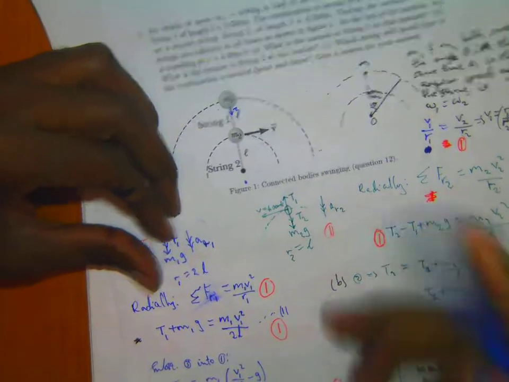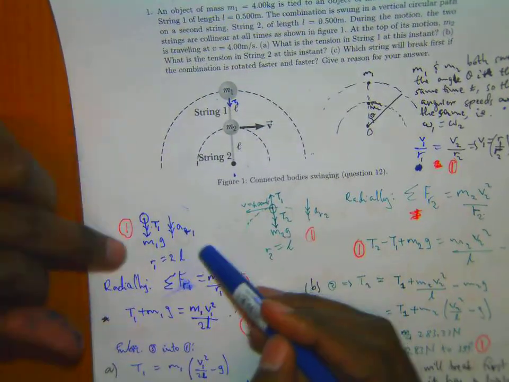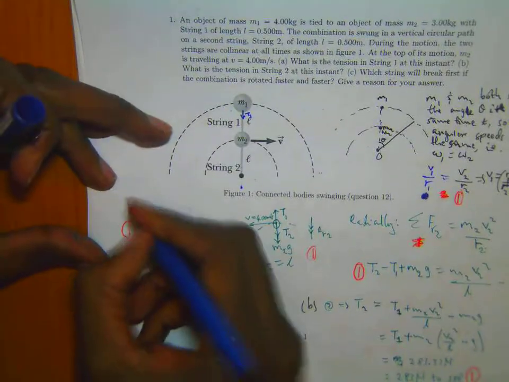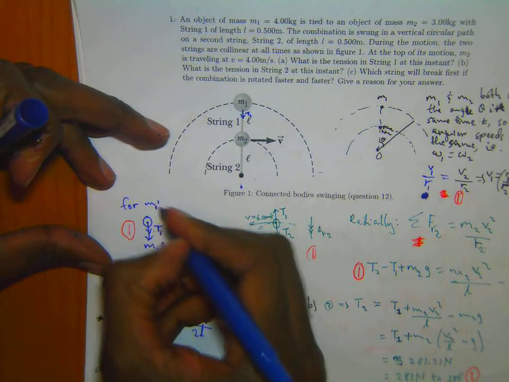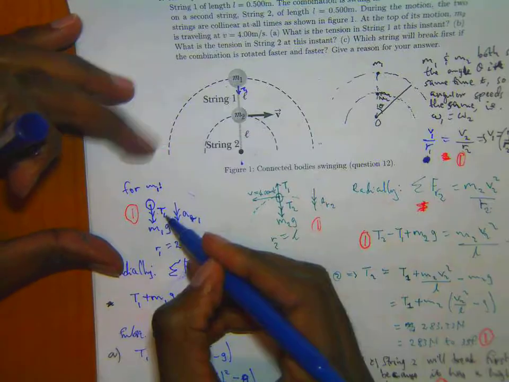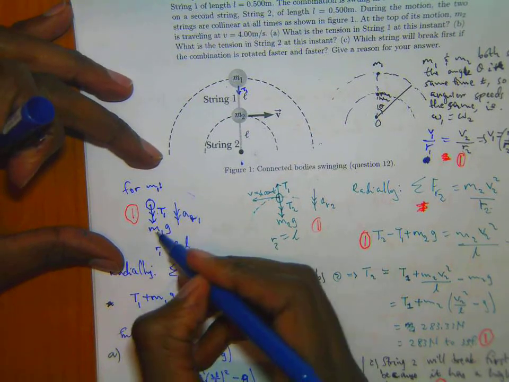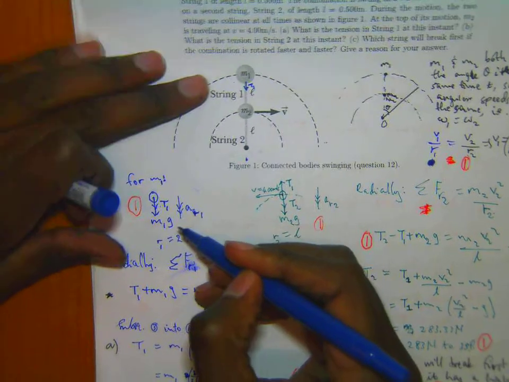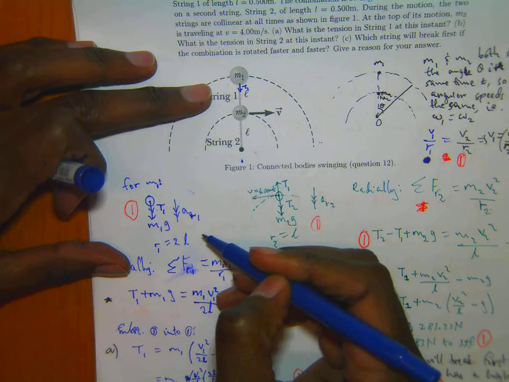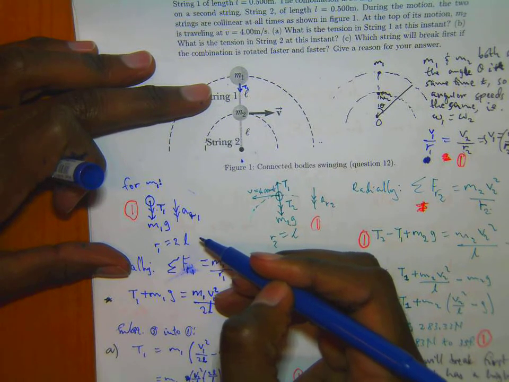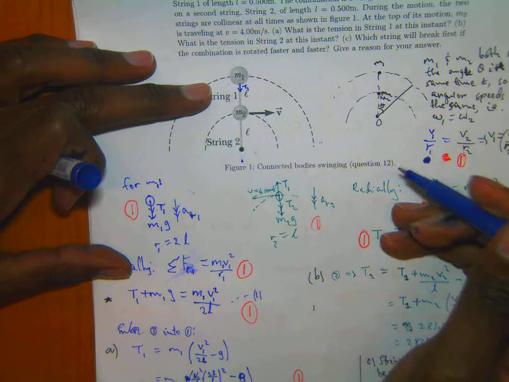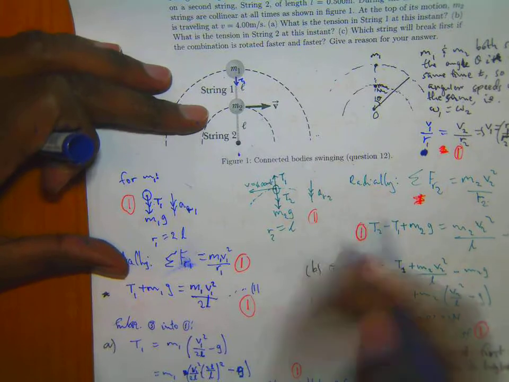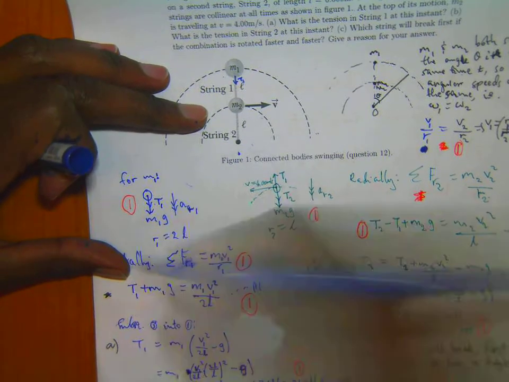So you are going to tell me what? Okay, so for M1, this is the free body diagram. We have the tension T1 and M1G, the weight. The radial acceleration at that point, in which direction is it? Downward, towards the center. So the resultant force is towards the center, downwards.